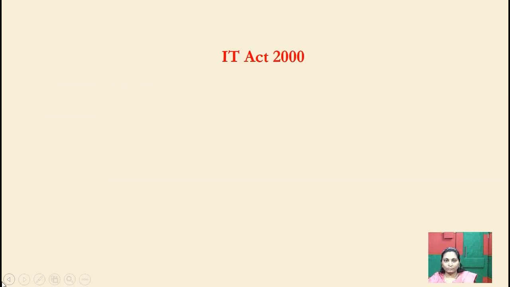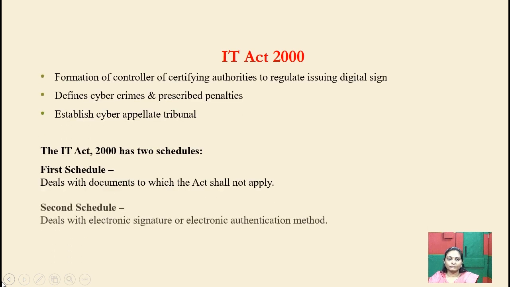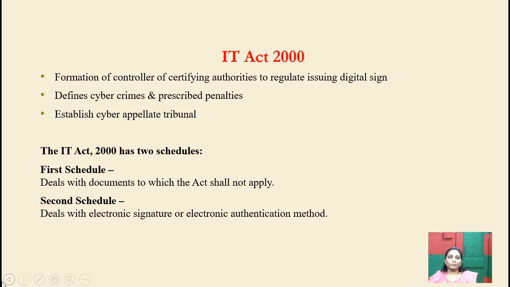Next, the IT Act 2000. In the IT Act, what is done? First, formation of the Controller of Certifying Authorities to regulate issuing of digital signatures. Second, defining cyber crimes and prescribing penalties. Third, establishing the Cyber Appellate Tribunal. The IT Act 2000 has two schedules. The first schedule deals with the documents to which the Act shall not apply, and the second schedule deals with electronic signature or electronic authentication methods.